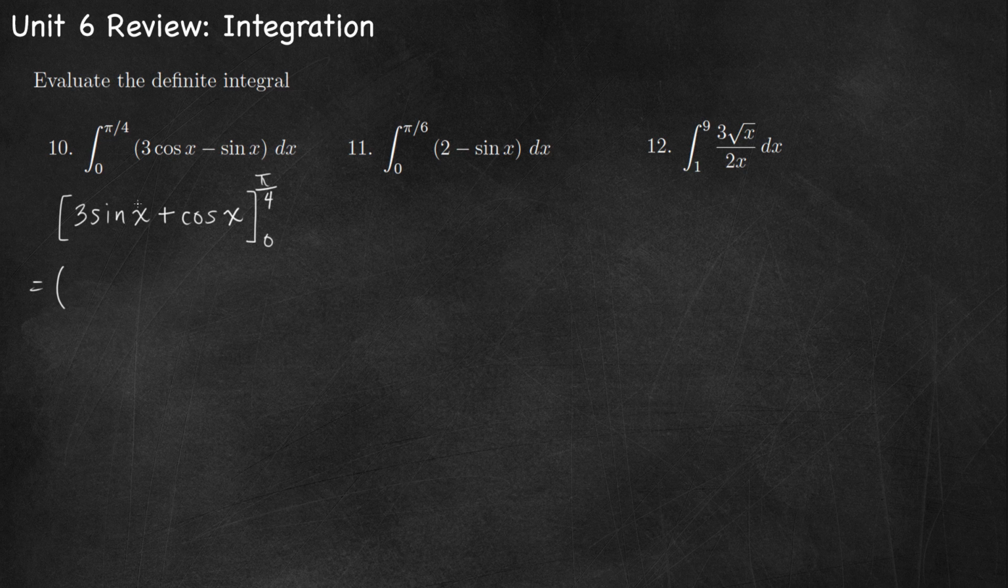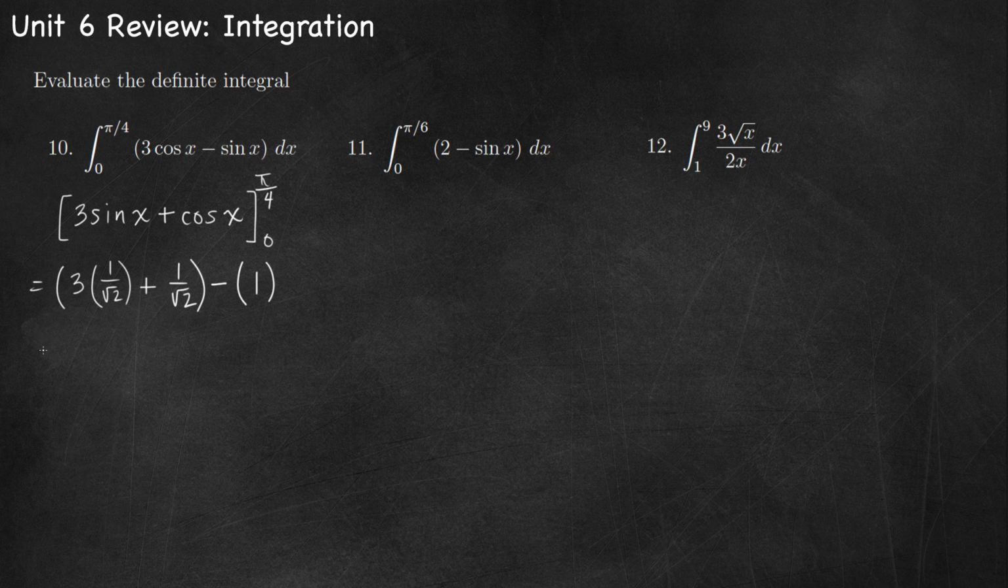So I sub in my top value, so 3 times the sine of pi over 4. The sine of pi over 4 is 1 over root 2, or if you prefer, root 2 over 2. Plus, and then cosine pi over 4 is also 1 over root 2. So I have that minus, and now I need to sub in 0. 3 times the sine of 0. The sine of 0 is 0, so that's just 0, plus the cosine of 0, which is just 1.